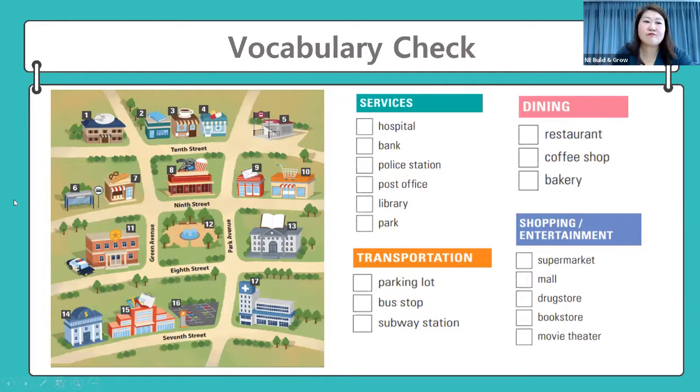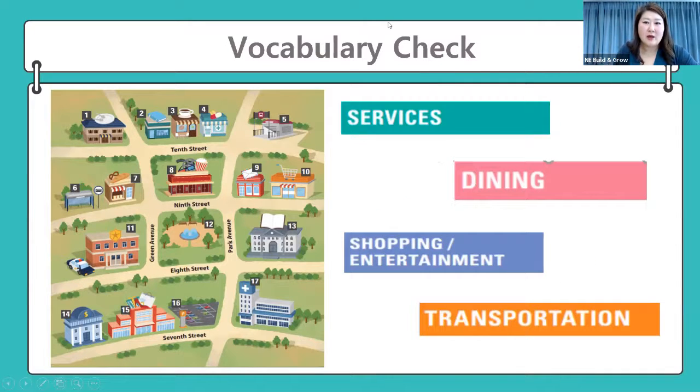So for them to be able to say something out loud, we need to provide information like words and vocabulary for our students. If you look at this picture, we divided it into four sections: services, transportation, dining, and shopping and entertainment. Underneath, there are places they can find. And when you do this kind of activity, one thing I can recommend is to check your students' word capacity now. So if you look at that, give some examples of services.